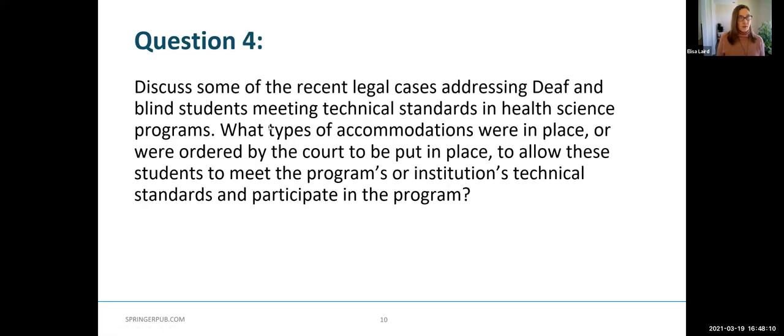So question 4, we move all of the boxes off of it, or John can read it if he can see it better. Yeah, I've only got one last box to move. Here we go. So discuss some of the recent legal cases addressing deaf and blind students meeting technical standards in health science programs. What types of accommodations were in place or were ordered by the court to be put in place to allow these students to meet the programs' or institutions' technical standards and participate in the program?